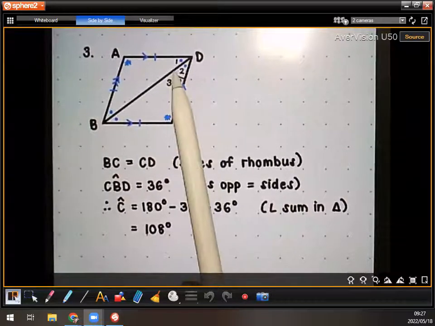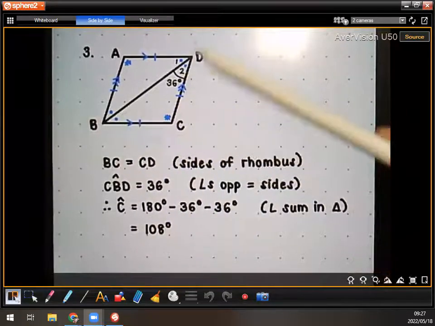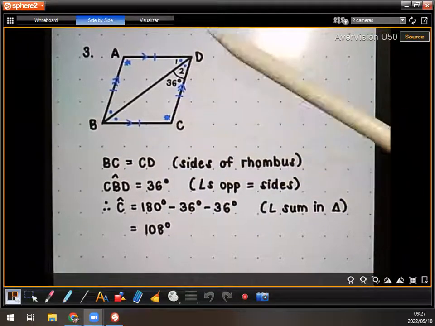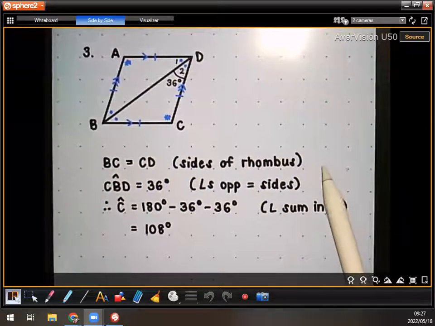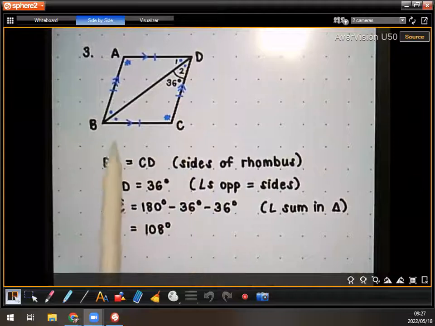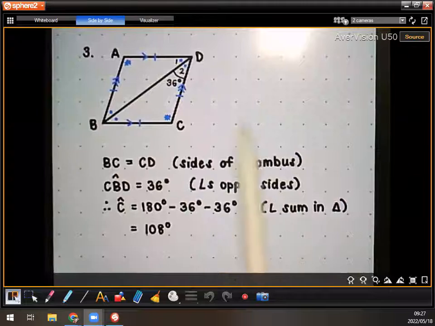Okay, so in order to use the fact that this is an isosceles triangle, I first have to state that these 2 sides are equal. That's my first line. BC is equal to CB, sides of rhombus. So then angle CBD was 36 degrees, angles opposite equal sides. So then C is 180 minus that, angle sum of a triangle, so C was 180.